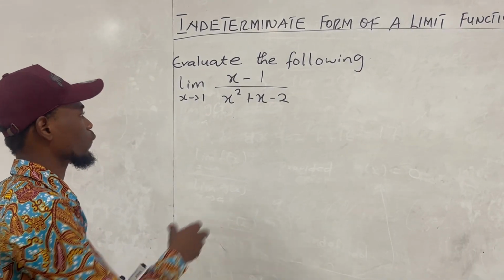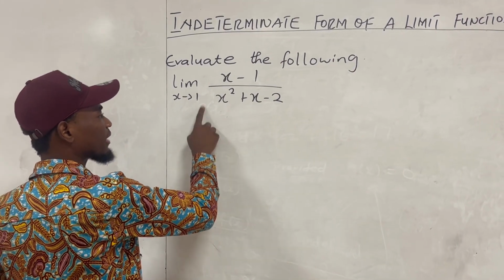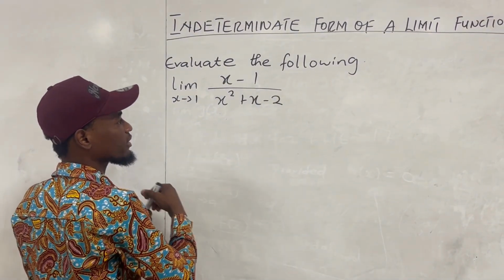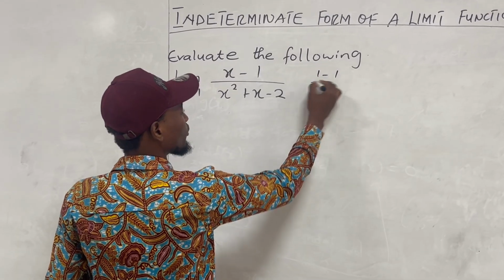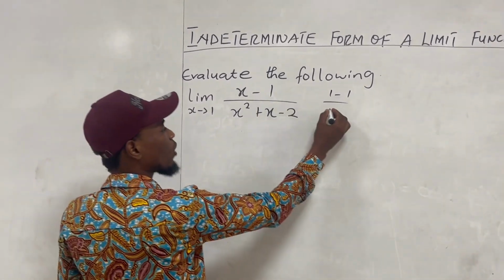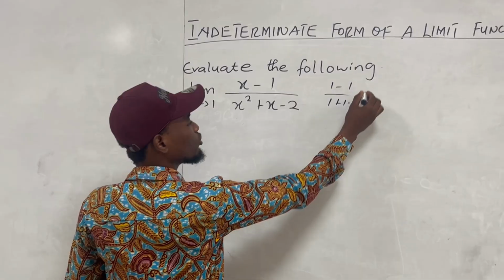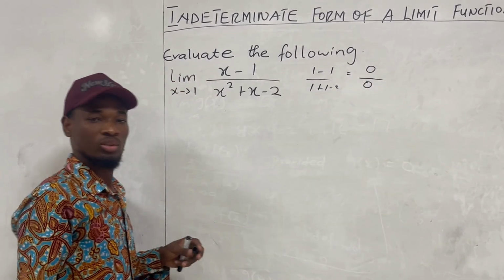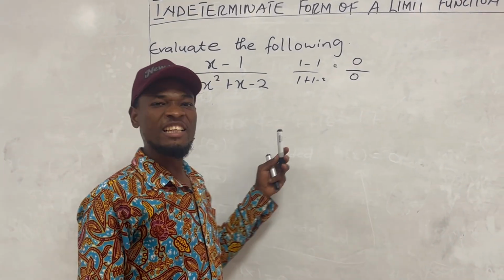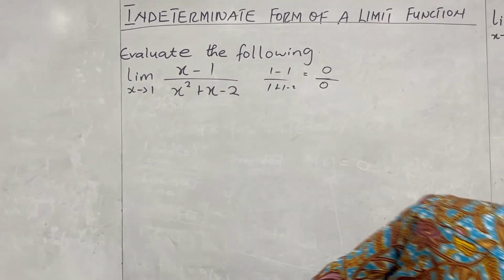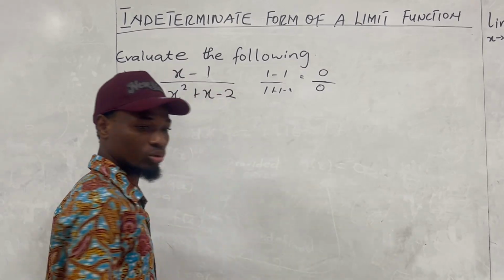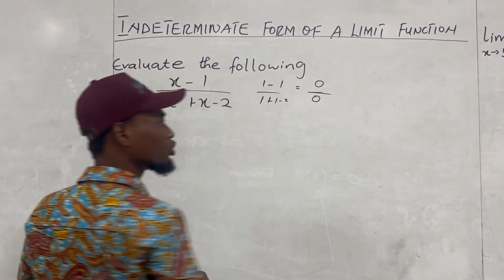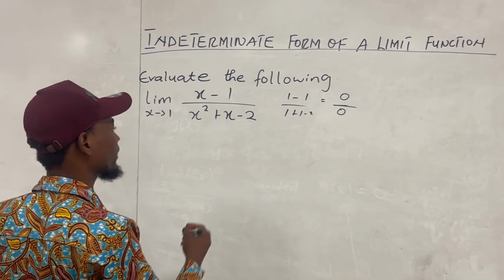All right, so let's substitute 1. If you put 1 here, you will get 1 minus 1 over, you put 1 here, you get 1 plus 1 minus 2. So you have 0 over what? Over 0. So this becomes what? Indeterminate. So what are we supposed to do? We are supposed to apply the techniques, right?